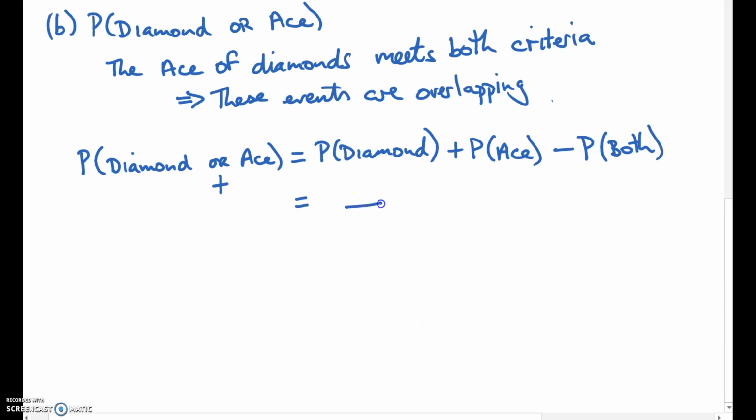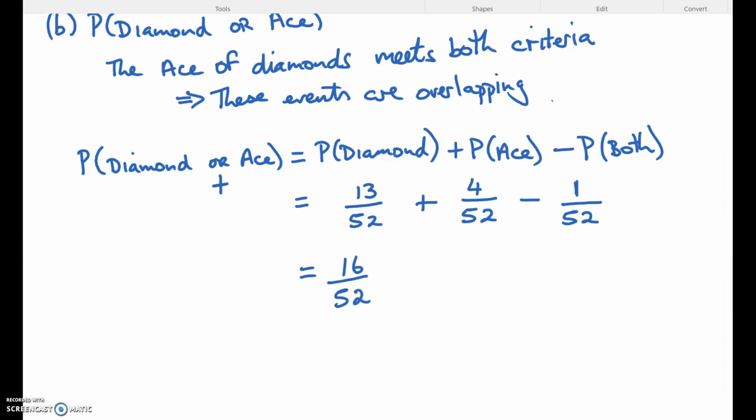So, the probability of a diamond. Out of the 52 cards, there are 13 that are diamonds. Now look for aces. Out of the 52 cards, there are 4 that are aces. And then look for the probability of getting a card that is both an ace and a diamond. Well, there's only one card that is both, so 1 out of 52. So this gives us 13 plus 4 is 17, minus 1 is 16 out of 52.